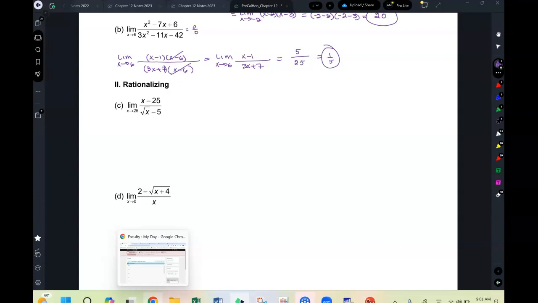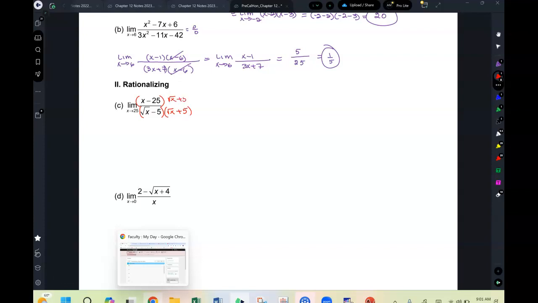So I have to simplify this as well. The way you get rid of the situation that gives you 0 over 0 is by rationalizing. Wherever you have the root, root minus something or root plus something, that's where you have to multiply by the conjugate of it. So if you have root x minus 5, what's the conjugate of it? You have to multiply by root x plus 5.